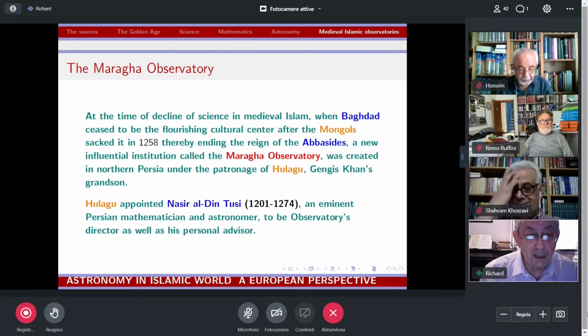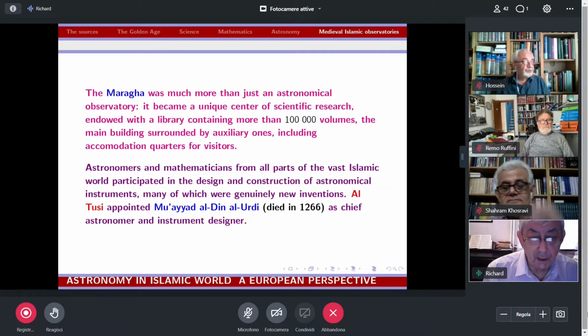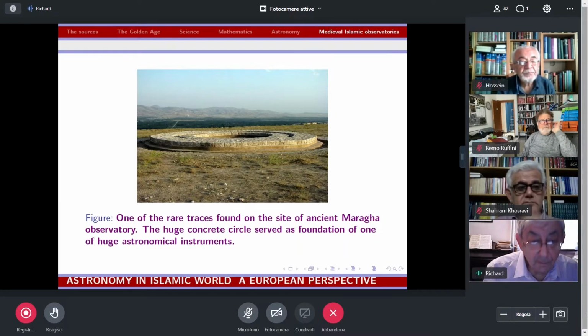One was the Maraga Observatory in Iran. And now, is it in Iran or rather in Uzbekistan? No, it's in Iran. I know that there are some parts of it which are still visible, but most of it was completely destroyed. This is one of the rare circles in Maraga Observatory that is still visible.